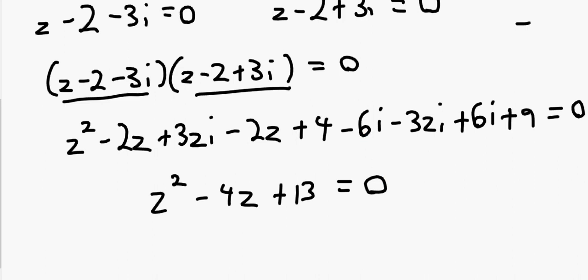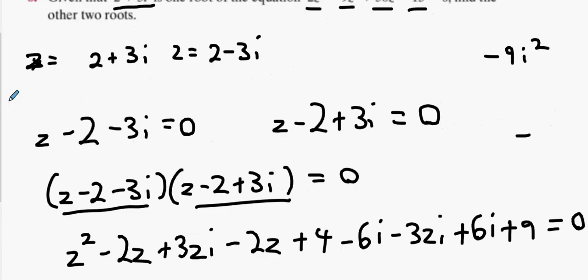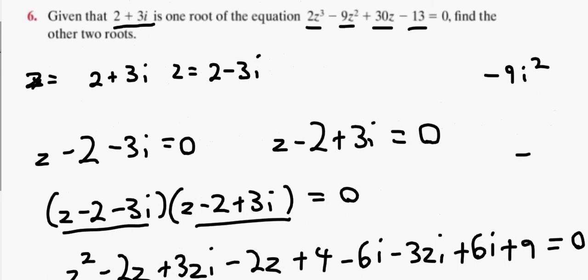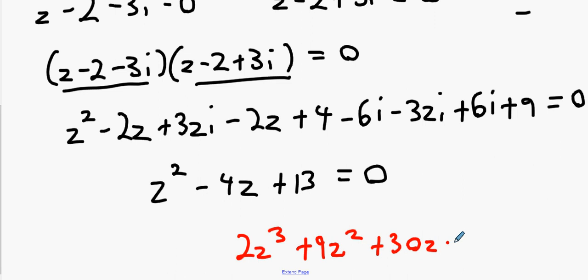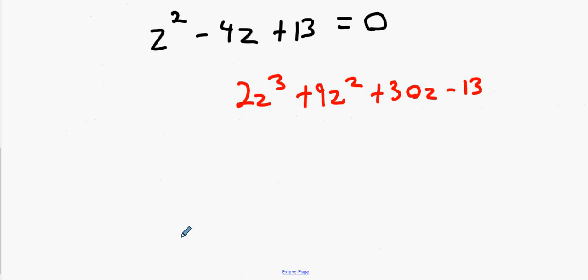Reread the original question. What's the original formula? 2z cubed, yeah? What's after that? Question 6. Minus 9z squared, yeah. Plus 30z. Minus 30. Thirty. 13. Right. Minus 9z squared. Thank you.